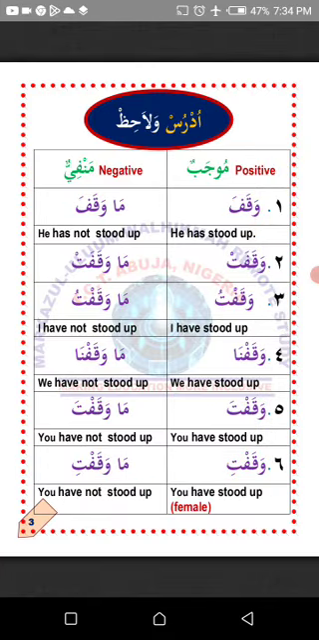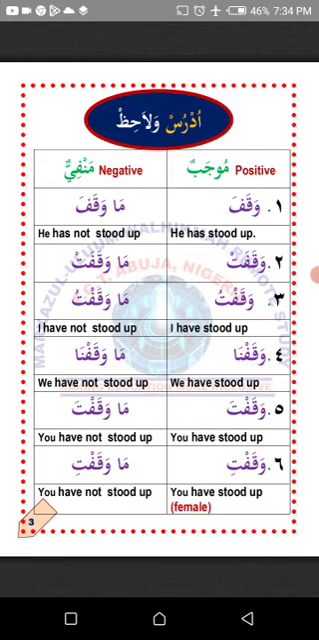Udurus, study, walahis, and observe at the same time. Mujab, positive. Manfiyun, negative. Positive is the state of a sentence in Arabic that means something has happened. Negative is the state of a sentence in Arabic that means nothing has happened. For instance, number one. Waqafa, he has stood up. Ma waqafa, he has not stood up.